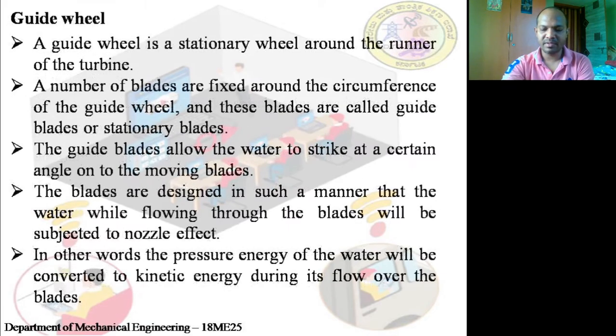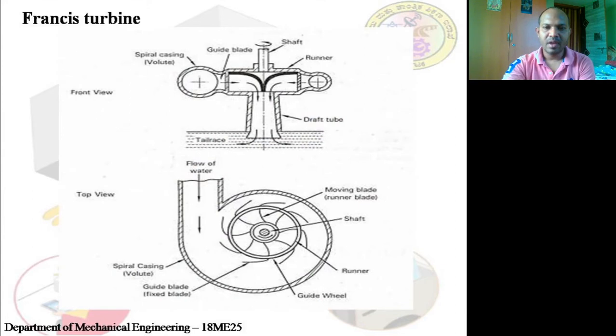Now, as it is, you just observe it here. The area which is available, the flow of water, the arrow marks, it is entering with a certain area. As it progresses, you can see this area is decreasing.